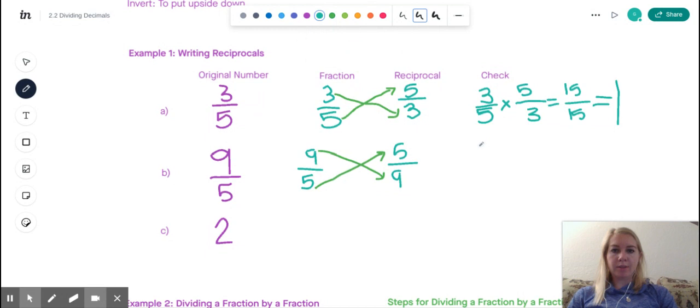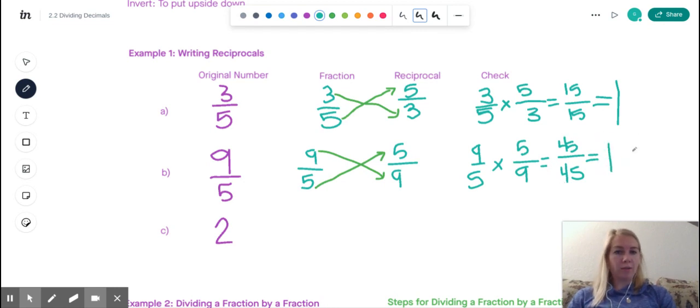And then let's check. Let's see if we're right. So we're going to multiply them together and see if we get 1. So 9/5 times 5/9. And remember, when we're multiplying, we just multiply straight across. 9 times 5 is 45. And 5 times 9 is 45. And we see that the numerator 45 is the same as 45, so the product is 1.